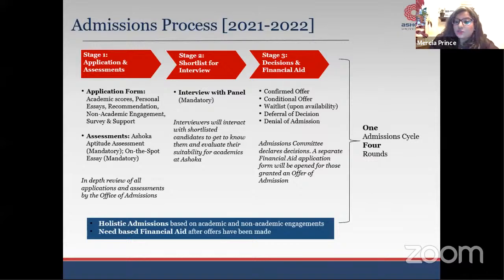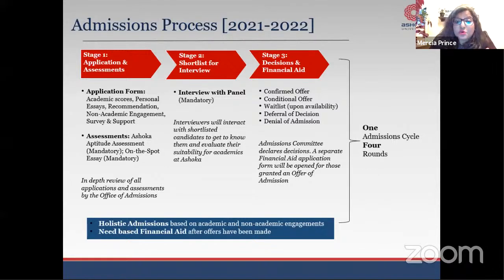Interviewers will interact with shortlisted candidates, get to know them. There's an evaluation process, post which it's stage 3, where you are given your decision. So if you have been interviewed, you can get a confirmed offer of admission, you can get a conditional offer, you can be waitlisted. Maybe your decision will be deferred. Maybe we need something more from you.